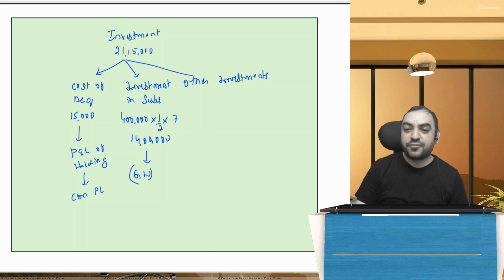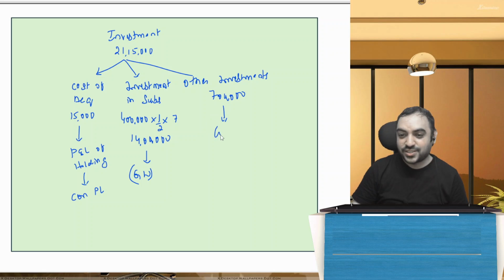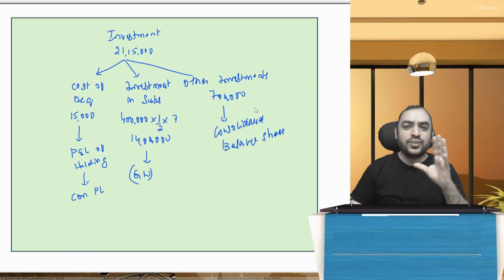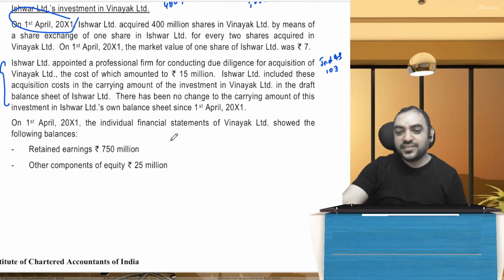that is 21 lakh 15,000 minus 15,000, so 21 lakh minus 14 lakh is 7 lakh. The balance investment of 7 lakh will continue to be shown in the consolidated balance sheet. So this investment, I hope you are clear about it. Let's move further to the next set of adjustments.